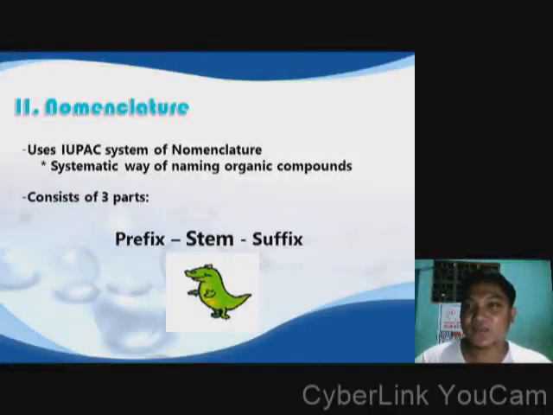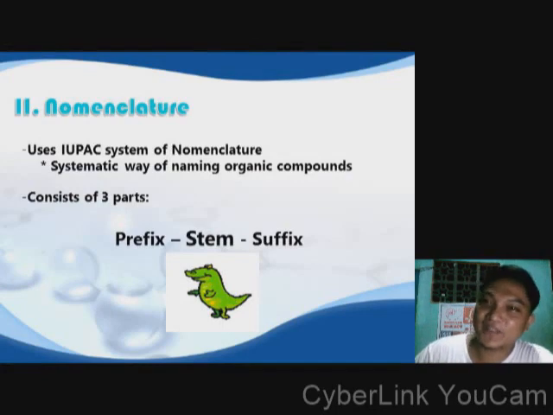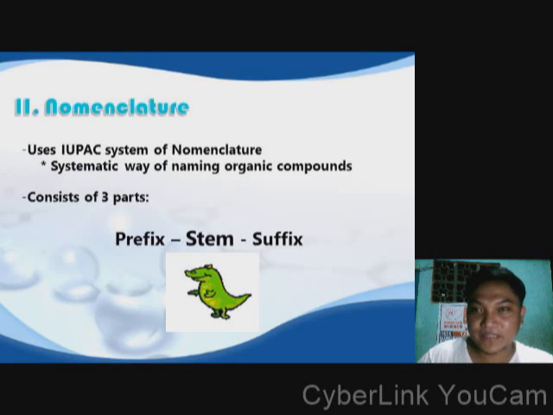Good morning. So we are going to tackle the nomenclature of organic compounds, particularly hydrocarbons. First is your alkanes. In this slide, we are going to see that it uses the IUPAC system of nomenclature, which is the systematic way of naming organic compounds. IUPAC stands for International Union of Pure and Applied Chemistry.